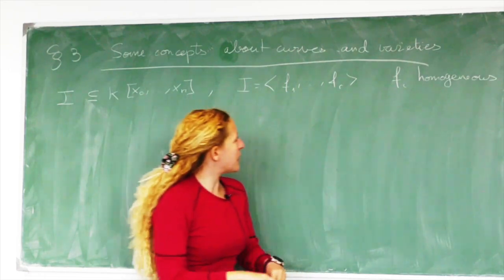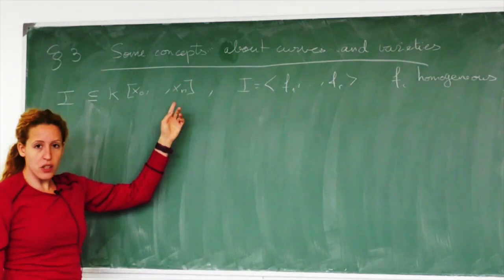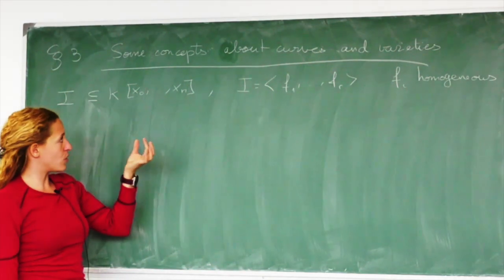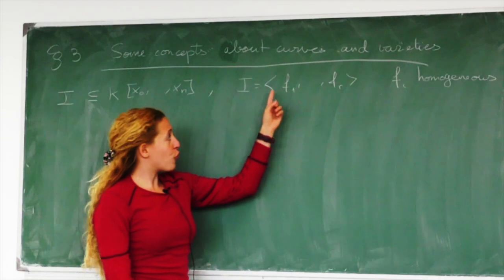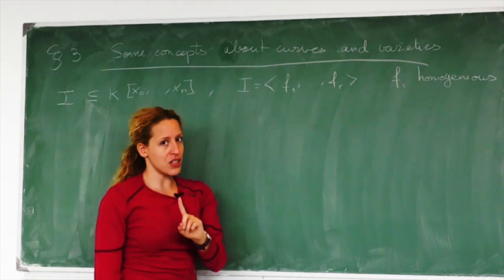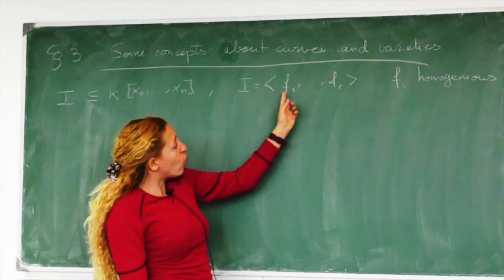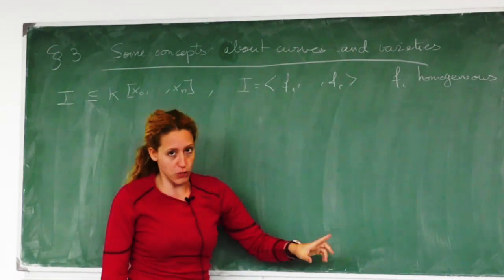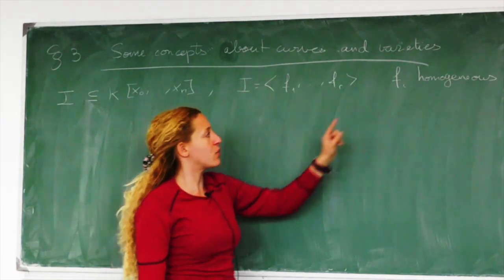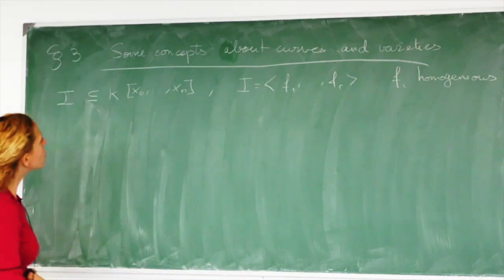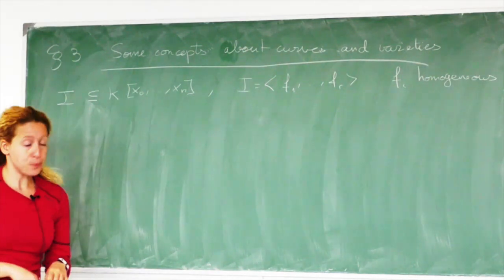So that means that those polynomials are polynomials in n plus 1 variables, and all the terms of each polynomial have the same degree. So for each polynomial, all the terms have the same degree. But I'm not asking for all the generators to have the same degree. Different generators may have different degrees, but they have to be homogeneous. Okay, so we are interested in this kind of ideals.